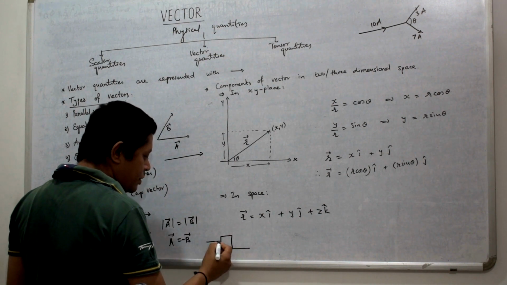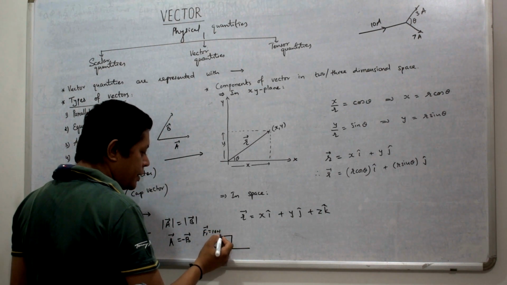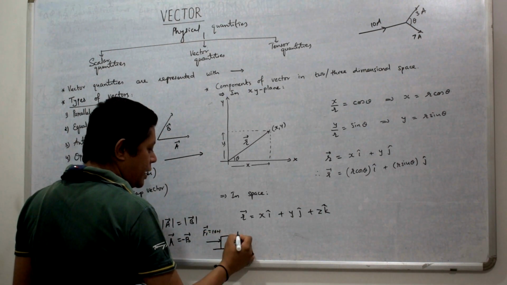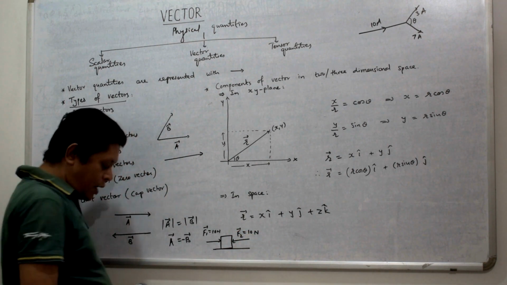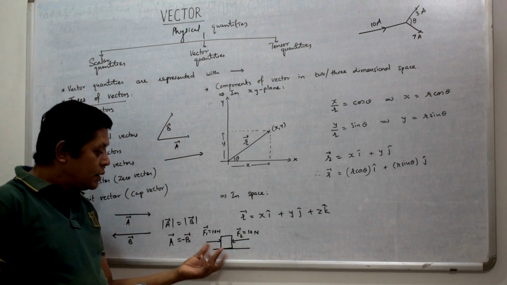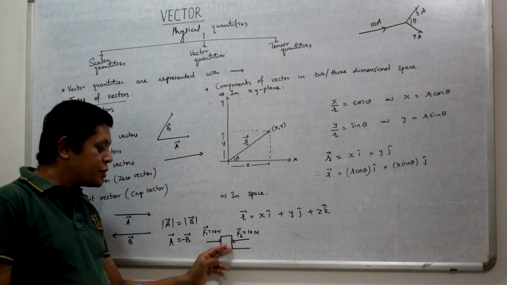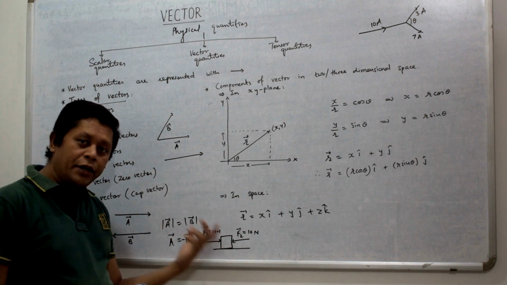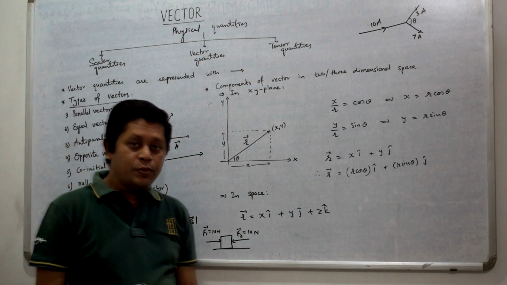On this object one force is acting from this direction, of magnitude 10 Newton. Another force is acting from this direction, its magnitude also 10 Newton. What is the net force acting on this object? Here both the forces are acting in opposite directions with equal magnitude, so the net force acting on it is 0.